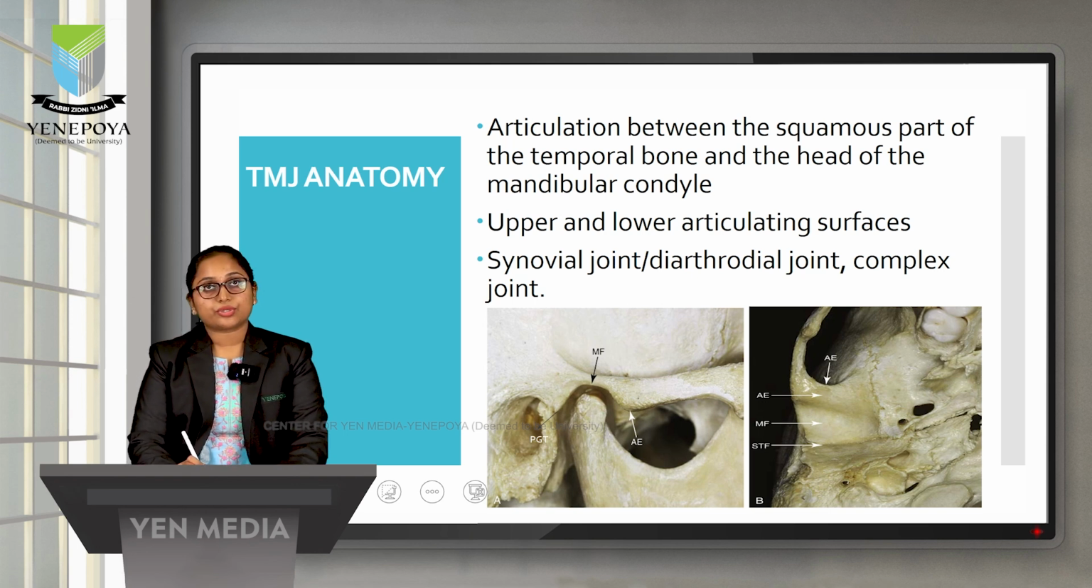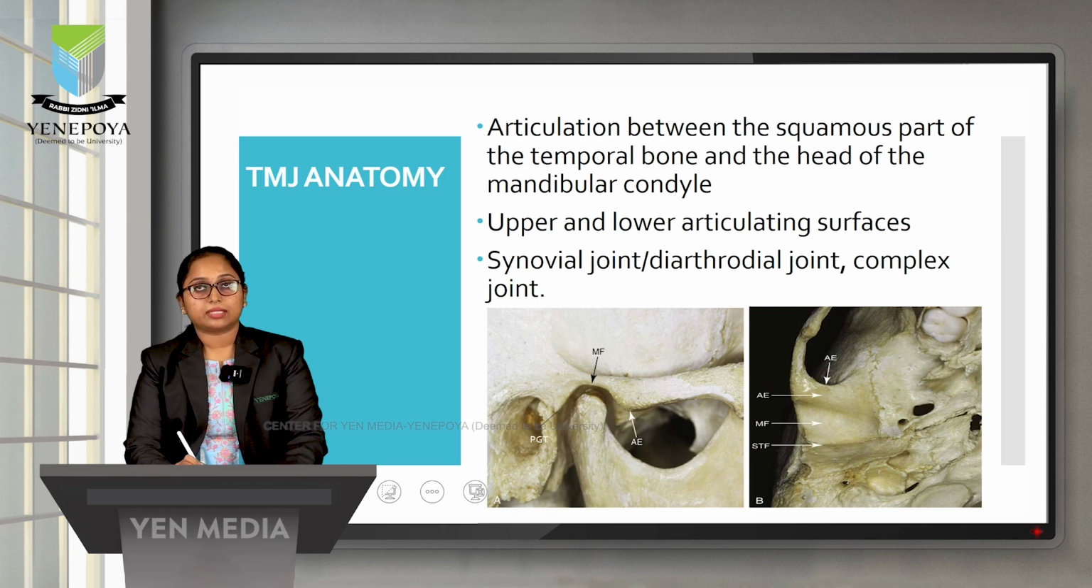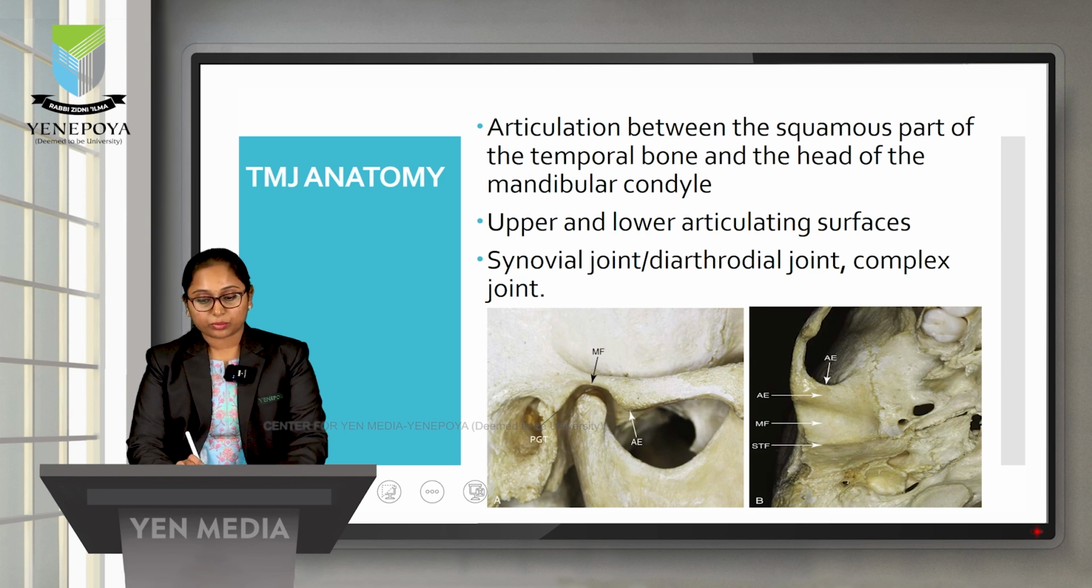This temporomandibular joint is also called a synovial joint or diarthrodial joint. A synovial joint is a joint between two articulating surfaces, meaning the two bones, which are connected together by a fibrous capsule, and within the fibrous capsule there is synovial fluid. Synovial joints are freely movable joints. The temporomandibular joint is also called a complex joint, meaning it is a bilateral joint and the two joints have to function in unison to perform mandibular movements.